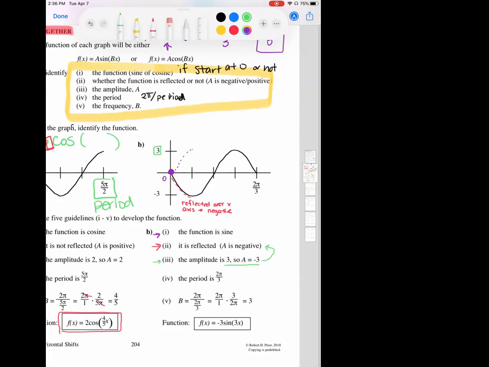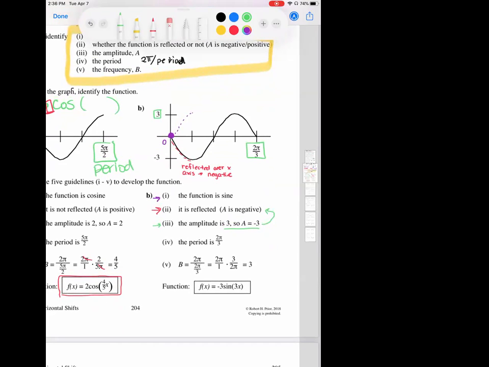4. We see that the last piece to complete one period, one cycle, is 2 pi over 3. So we say our period is 2 pi over 3. And our last piece, 5, we take 2 pi and divide it by our period, which is 2 pi over 3. Do some algebra, we're left with 3. So we're going to write 3x in parentheses like we have here. So that is our answer. F of x is equal to negative 3 sine of 3x. And that's how every piece comes together to identify what type of function we're working with.